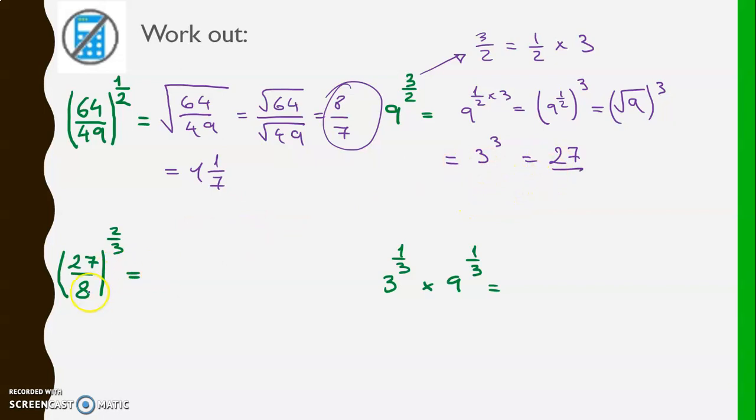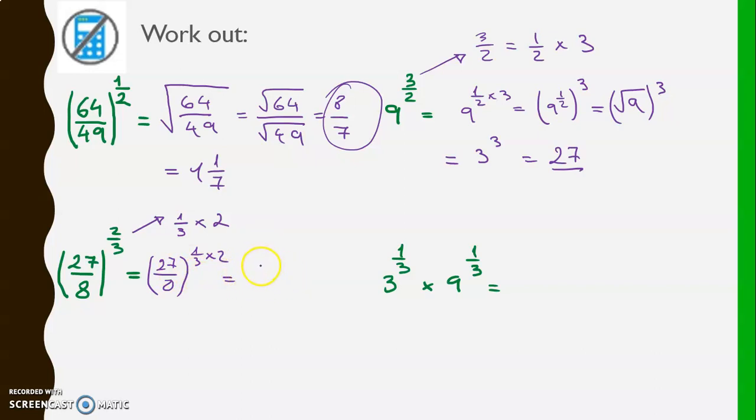All right, in the next example, the same trick applies. This power of 2 over 3, you have to think of it as 1 over the denominator, so in this case 1 over 3 times whatever numerator you have there, times 2. So that's 27 over 8 to the power of 1/3 times 2. Now, if you are multiplying powers, you need to think of the rule I recalled earlier, which is power of a power.